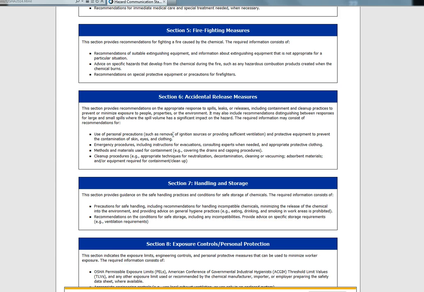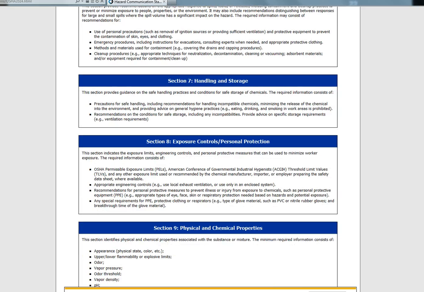Number 6 is accidental release measures. Again, this would typically be something that we would get first responders, the fire department, involved in, but again, it's important that we have this information available for them, and we know where to obtain that.